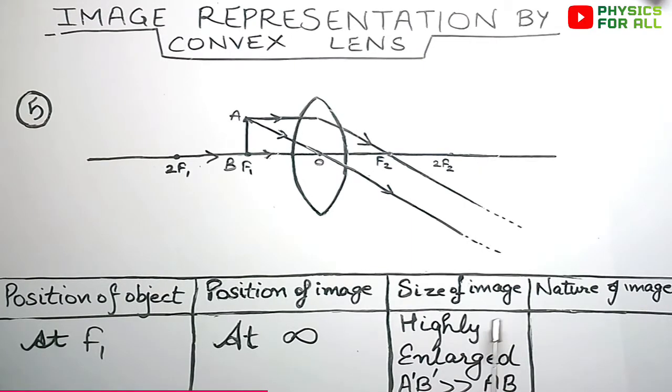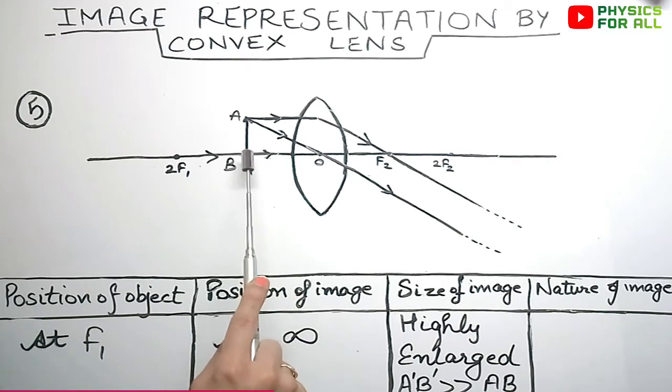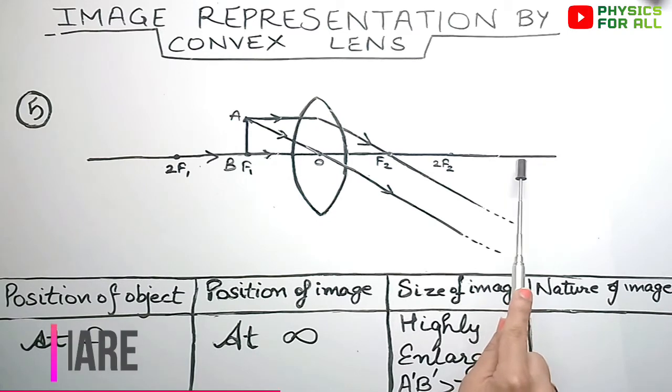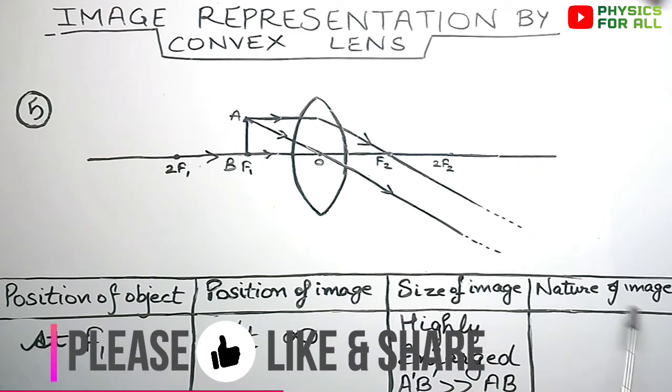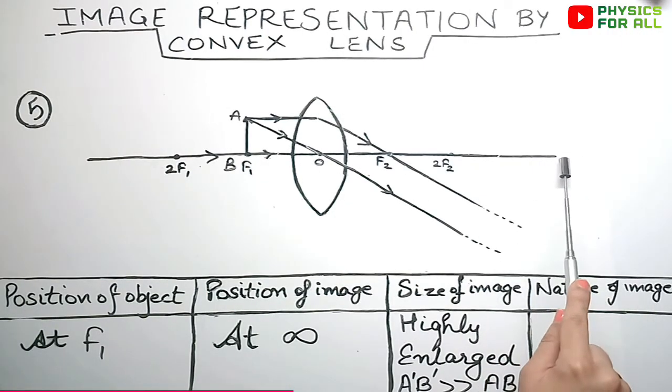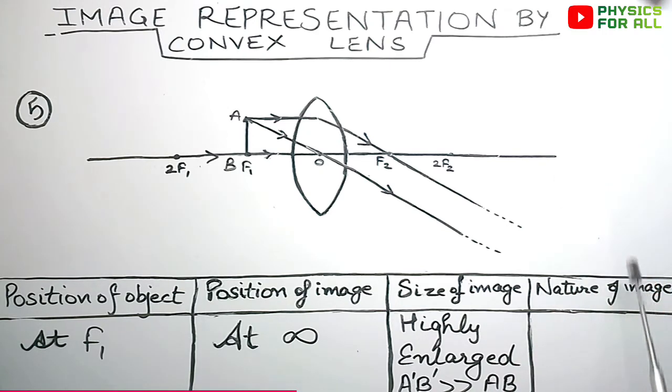So size of image, it's going to be highly enlarged, because since base of object remains on principal axis, similarly base of image also lies on principal axis. So wherever these two parallel rays would meet, definitely at infinity, but the base of image will always be on the principal axis, so it is going to be a very highly magnified image. So our size of image is highly magnified, highly enlarged, and A dash B dash would be very much greater than the size of the object.